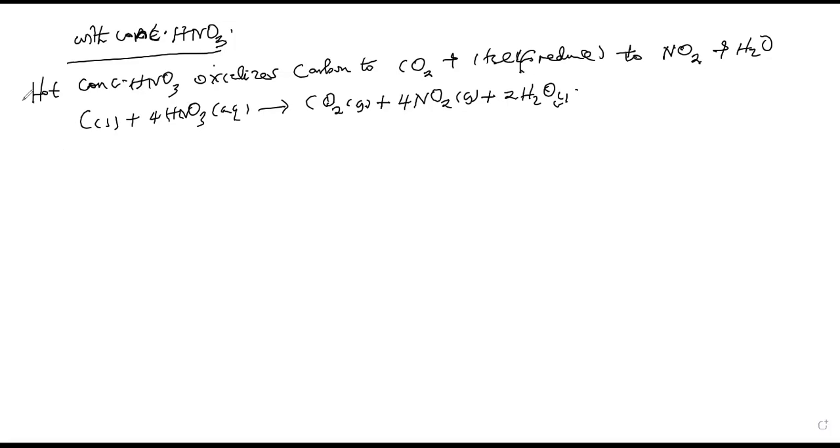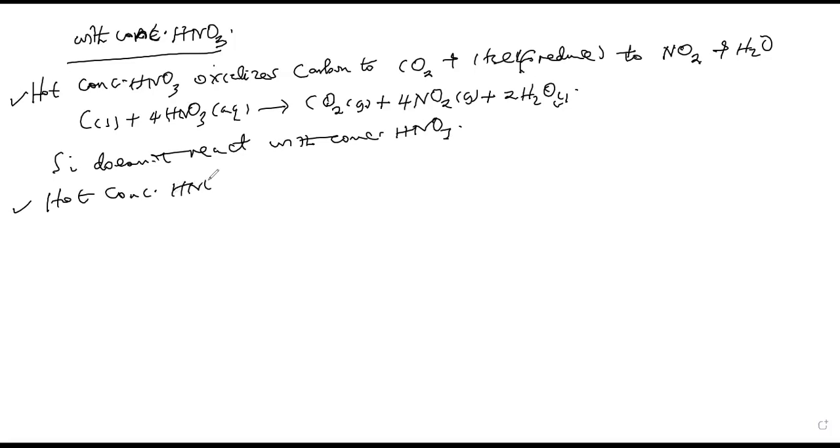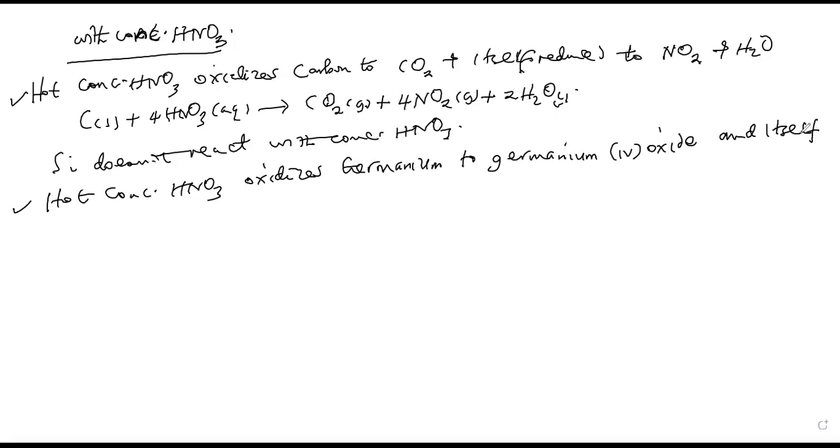Then silicon. Now that is carbon; silicon does not react with the conc nitric acid. But when we go to germanium, hot conc nitric acid oxidizes germanium to germanium 4 oxide. Being an oxidizing agent, itself is reduced to nitrogen dioxide and water.